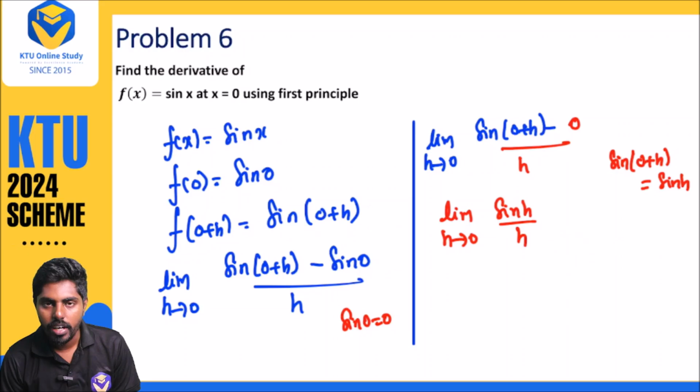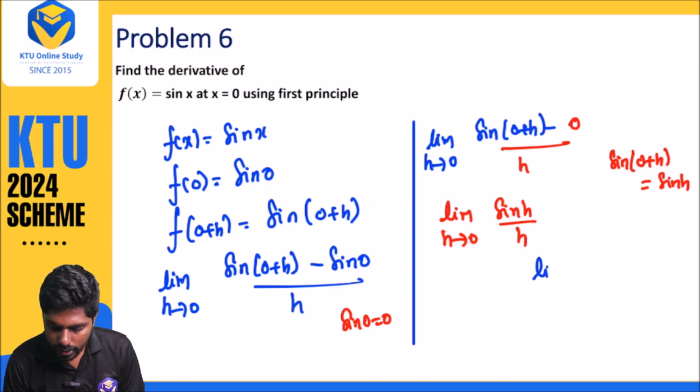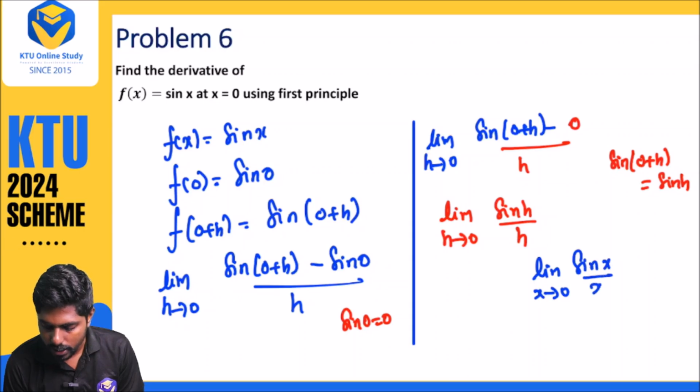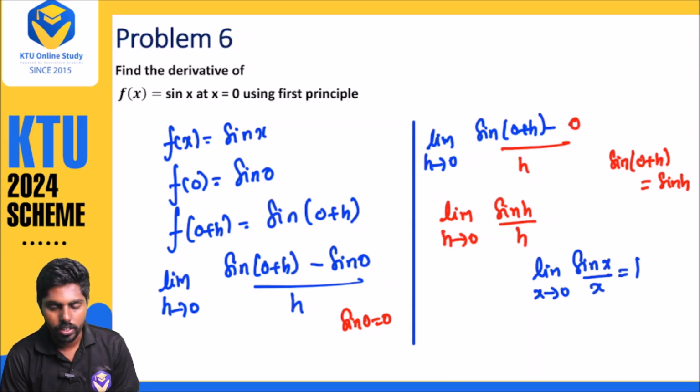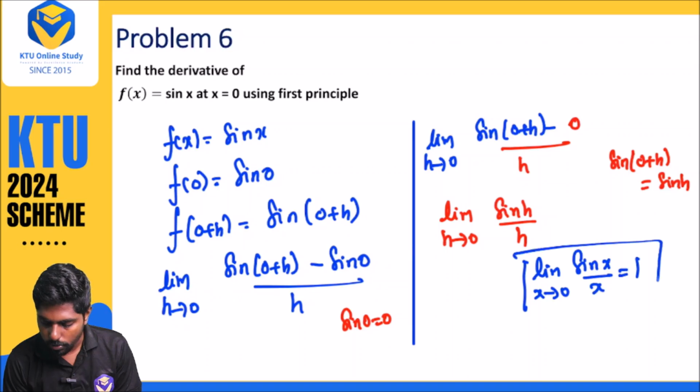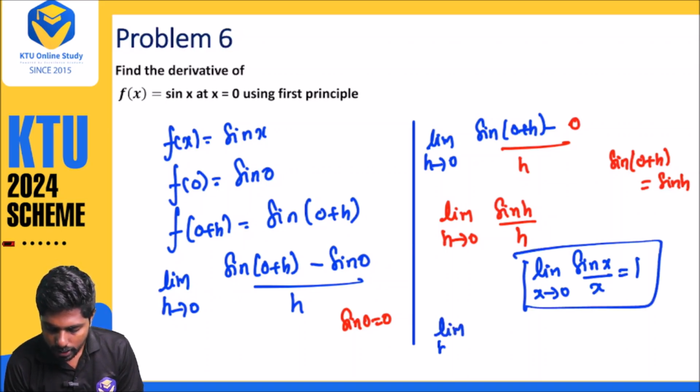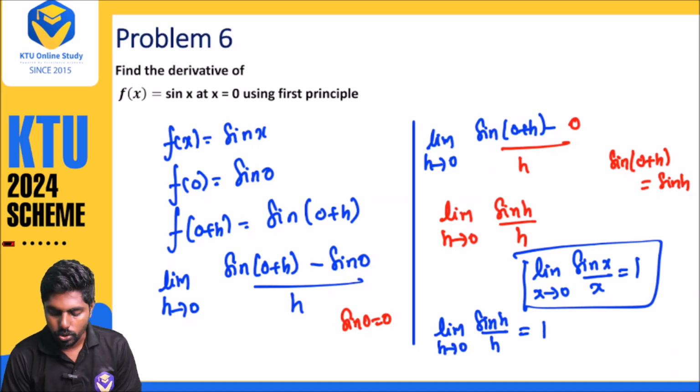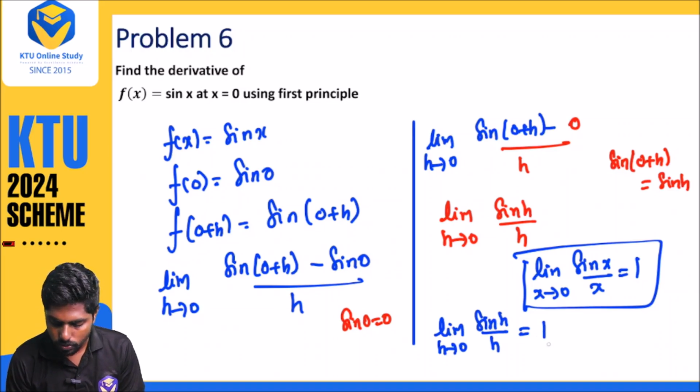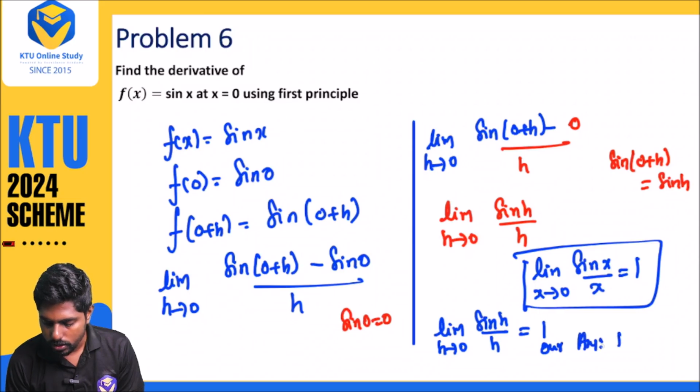This is the thing we have learned in continuity, that limit x approaches 0, sin x divided by x is equal to 1. If you apply this condition here, limit h approaches 0, sin h divided by h is nothing but 1. So our answer is 1.